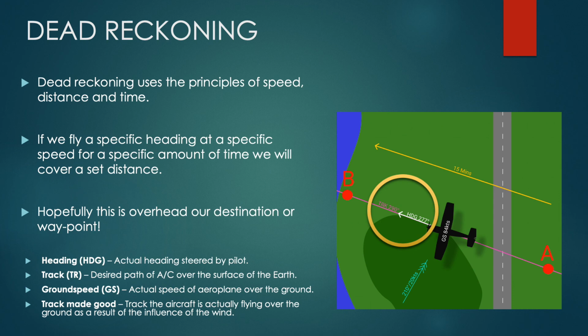And then lastly, track made good. Now we've looked at track, which is that line between A and B, and that's effectively our desired track. If we were planning a diversion between A and B, that's the most direct route. But there are lots of different factors such as wind that may push us off our desired track, and what that would create is something known as track made good. So track made good is effectively what the aircraft's actually doing over the ground.